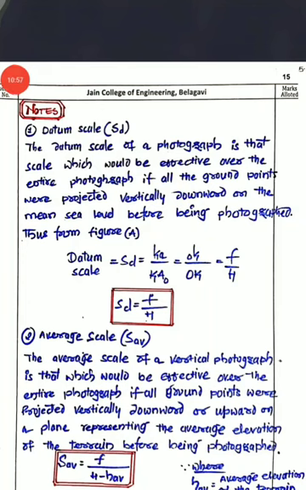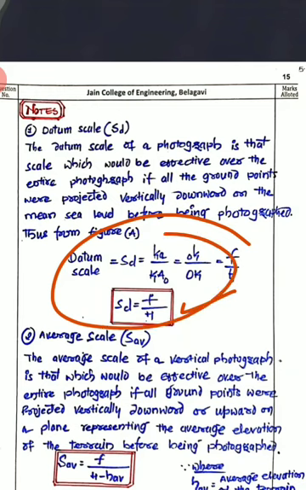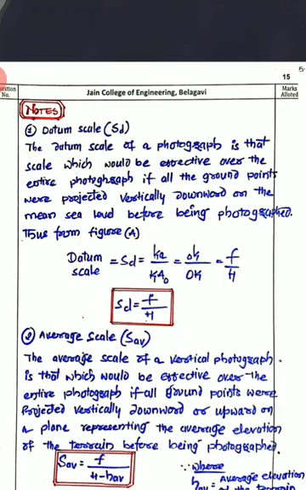Now some of the notes that you have to keep in mind before going to the few more derivations. First, datum scale. What is datum scale? That you have to understand. Now that datum scale we can show here, that is SD is equal to f divided by capital H. The datum scale of a photograph is that scale which would be the effective over the entire photograph if all the ground points were projected vertically downward on the mean sea level before being photographed, thus from figure A. So this we have derived from figure A, that just you remember the formula for the datum scale, that is SD is equal to f divided by capital H.